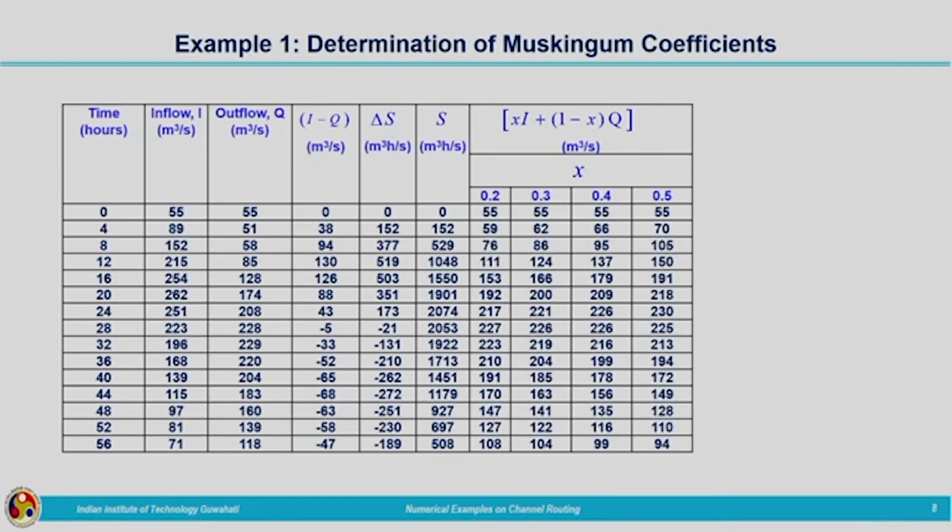Now, next step is to plot the curve S versus xi plus 1 minus xq. Storage S along the y axis and xi plus 1 minus xq along the x axis. So, here we have considered 4 x values. So, corresponding to all these 4 values we have to plot 4 graphs. Let us proceed for plotting the graph.